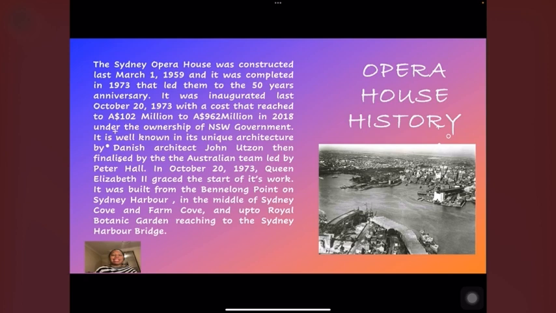Queen Elizabeth II graced the start of its work, and it was built at Bennelong Point on Sydney Harbour, in the middle of Sydney Cove and Farm Cove, up to the Royal Botanic Garden, reaching to the Sydney Harbour Bridge.